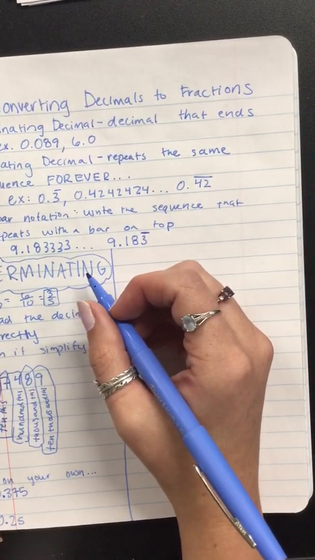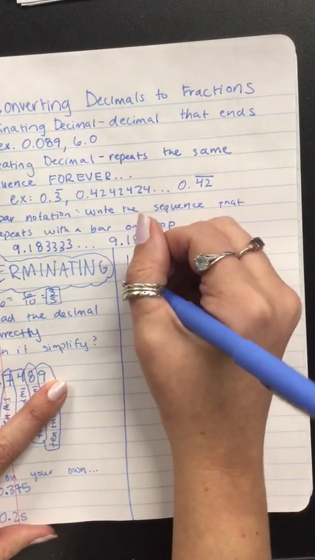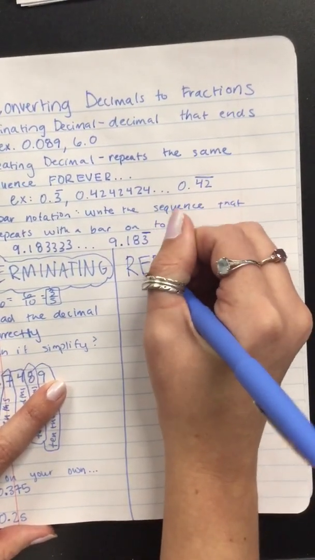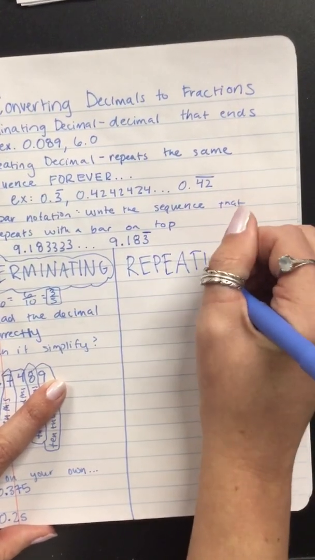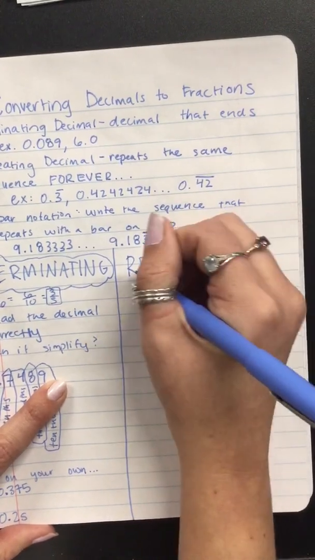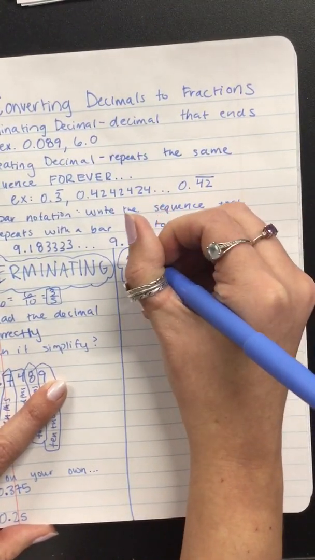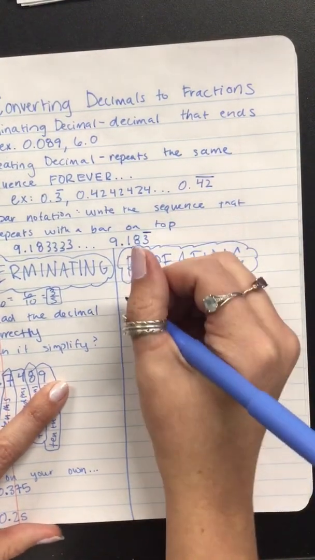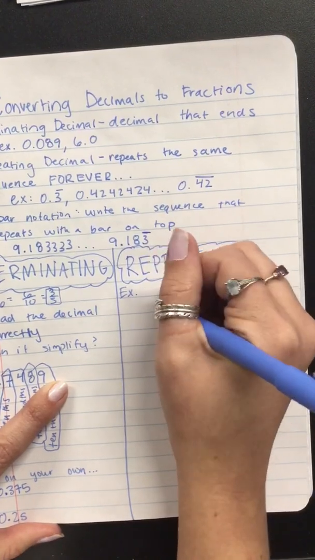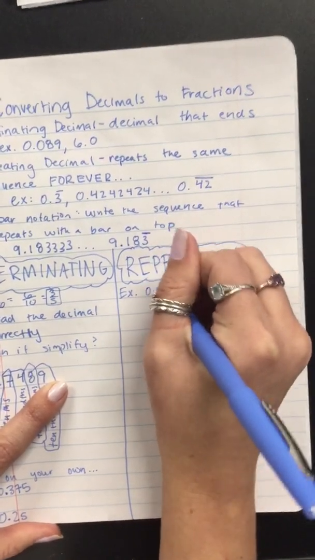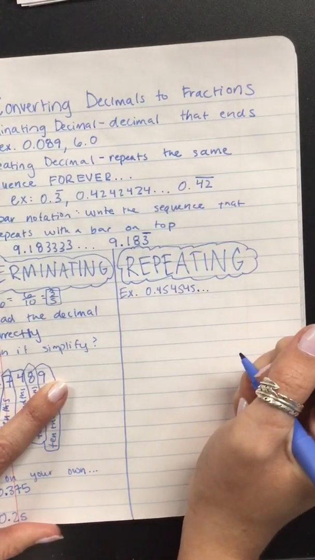So we have our terminating, which means that there's decimals that end, and now we're going to do the repeating, and those are the ones that have a pattern that repeats forever. Remember again that these are both rational numbers. Repeating and terminating decimals are rational numbers. So I've got repeating. My example here is something like 0.454545, and those little dots just mean it goes on forever.